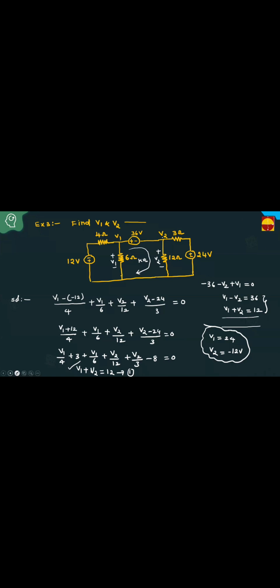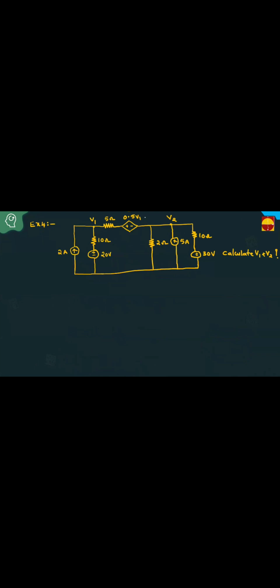Next. See one more question. Can you try this? Come on, do it. This is 0.5. I'm asking one question, friends. Is it a supernode? Anybody? Is it a supernode? No, because there is a resistance. Only for an ideal voltage source, whether dependent or independent, the supernode concept applies. Otherwise, supernode is not required.